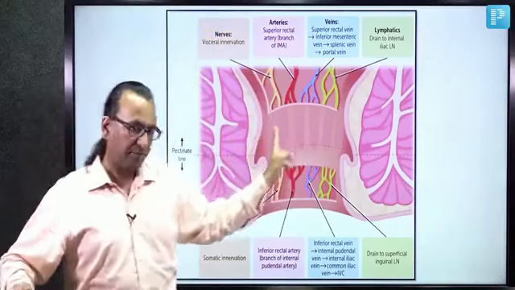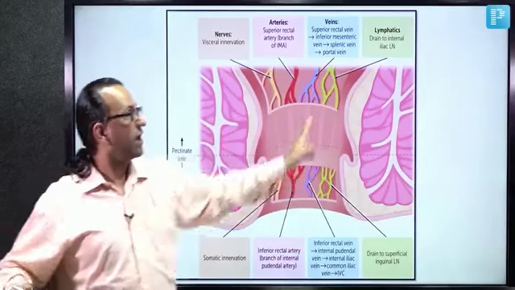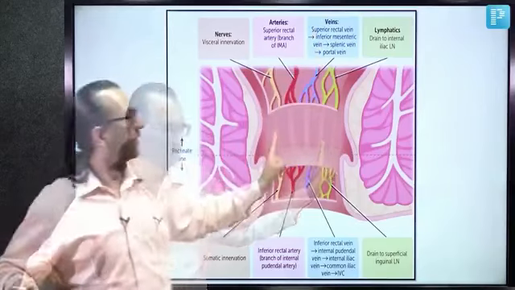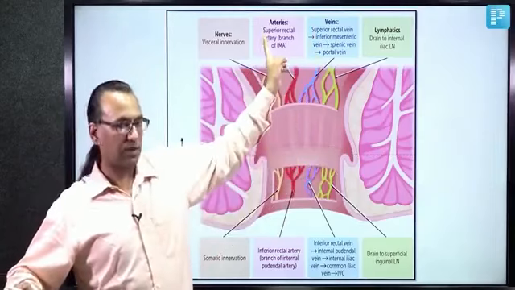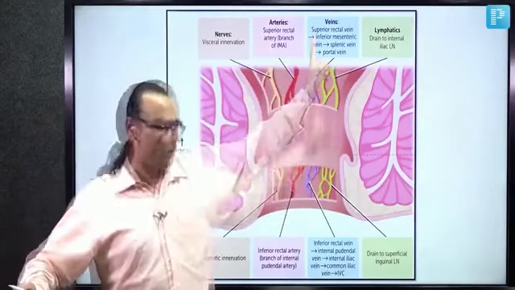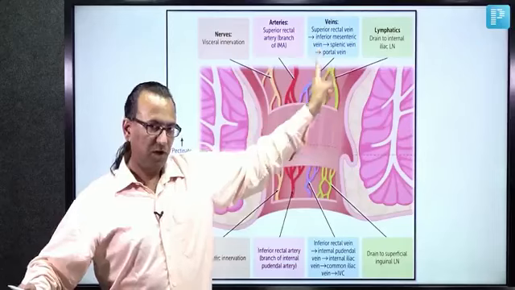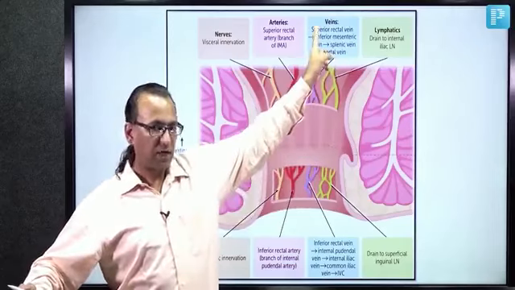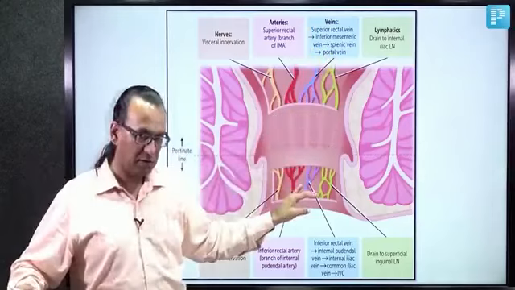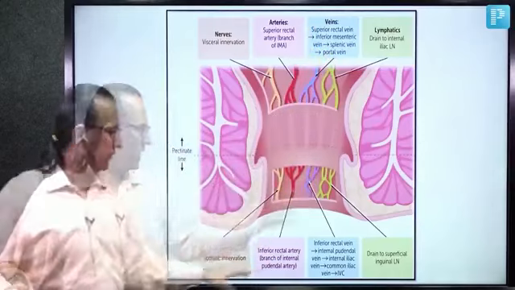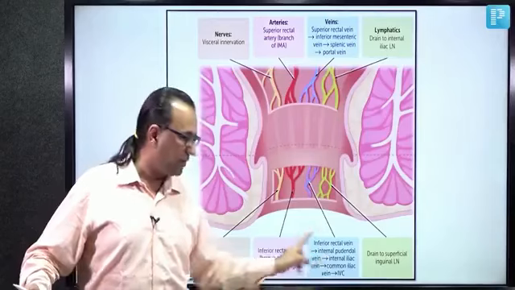The internal hemorrhoids will have blood from the superior rectal artery and superior rectal vein. The superior rectal artery is a branch of the inferior mesenteric artery, a branch of the abdominal aorta, whereas the superior rectal vein drains into the inferior mesenteric vein, drains into the splenic vein and the portal vein. So there will be portal venous circulation, whereas the inferior hemorrhoids will be having the blood of the inferior rectal artery and inferior rectal vein.